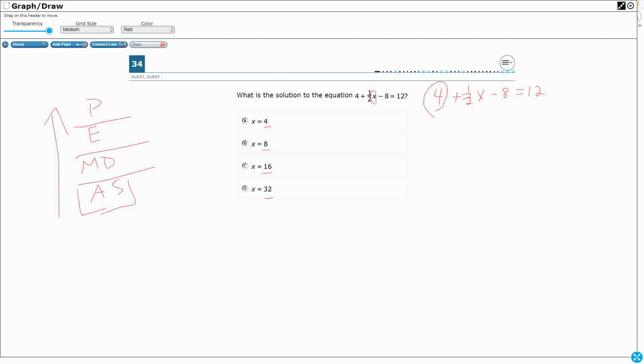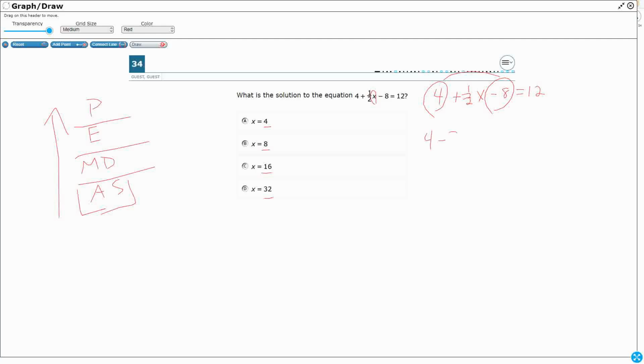So I'm looking at this 4 and this -8, because that's just a +4 and a -8. Those are easy to get rid of. I could do this in one step, or I could do this in 2 steps. Let's go ahead and combine these so I can do it in one step. Otherwise, I'd have to subtract 4 and then add 8 to both sides to get that to go away.